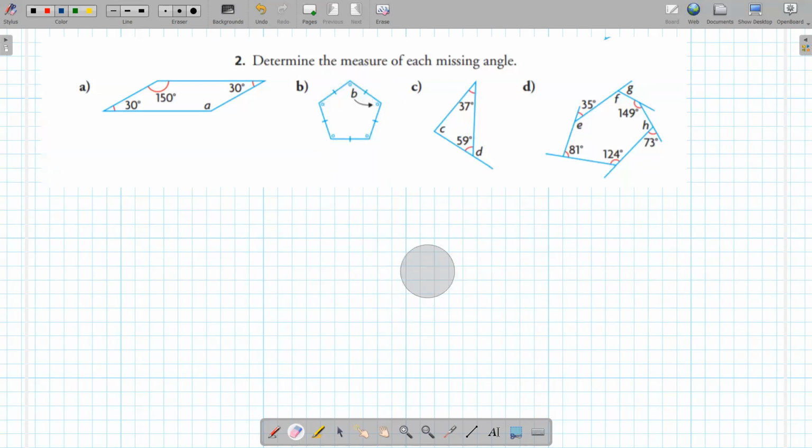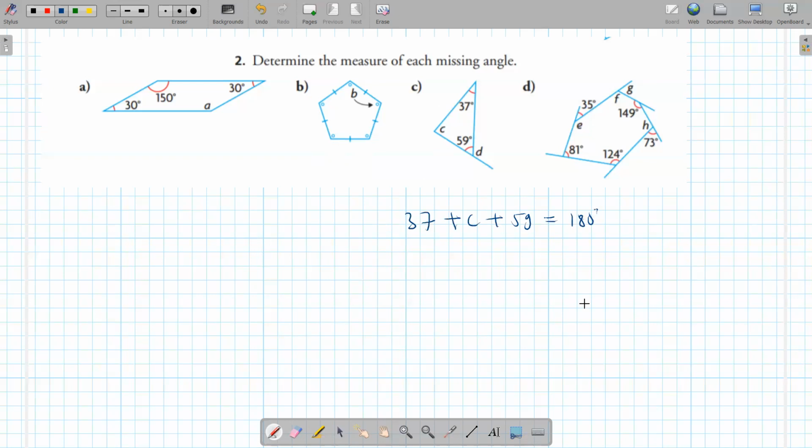Okay. Let's look at C. In question C, we have two missing variables, C and D. Let's work on C first. Any ideas on how to do this? They have given us two angles, and it's a triangle on the inside. Does it have to be 180? Yes. All three of them, when you add them up, 37 plus C plus 59, the angles inside the triangle must add up to 180.